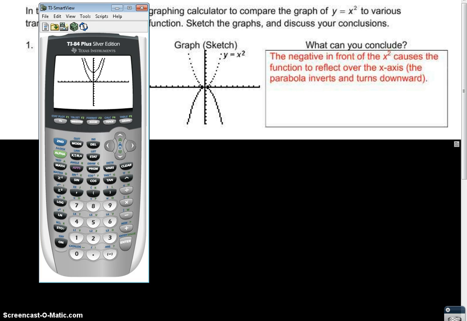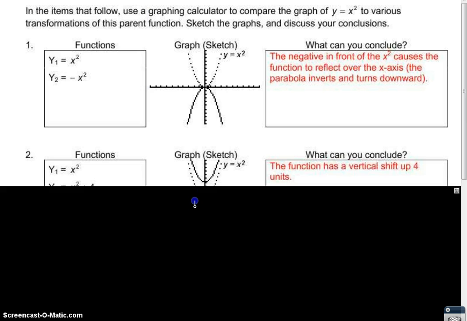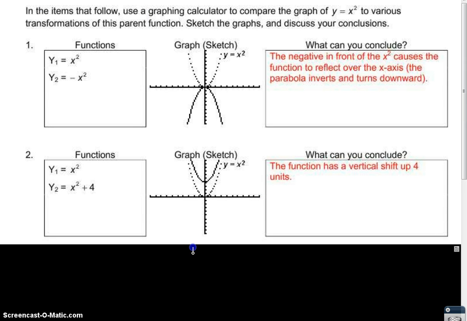So what happened to that graph? You should have said that the function had a vertical shift of 4 units. So I want y'all to copy that down. It had a vertical shift, meaning it moved up 4 units. So if I have a plus 4, I'm going to move up. What would happen if I had a minus 4?